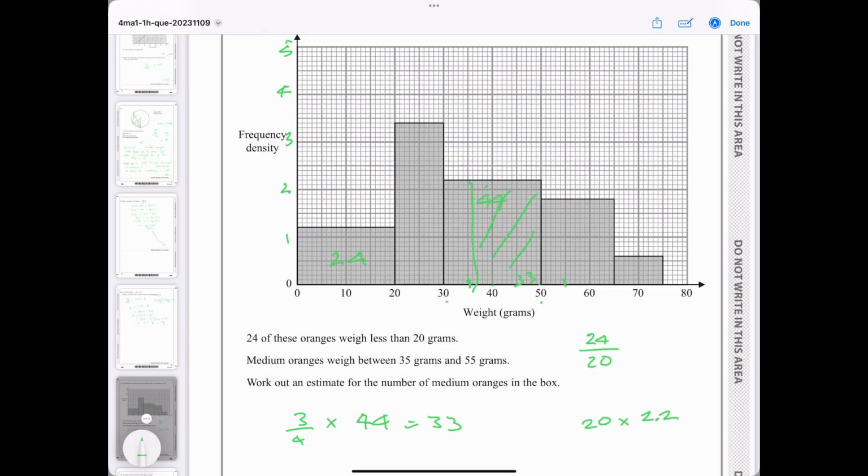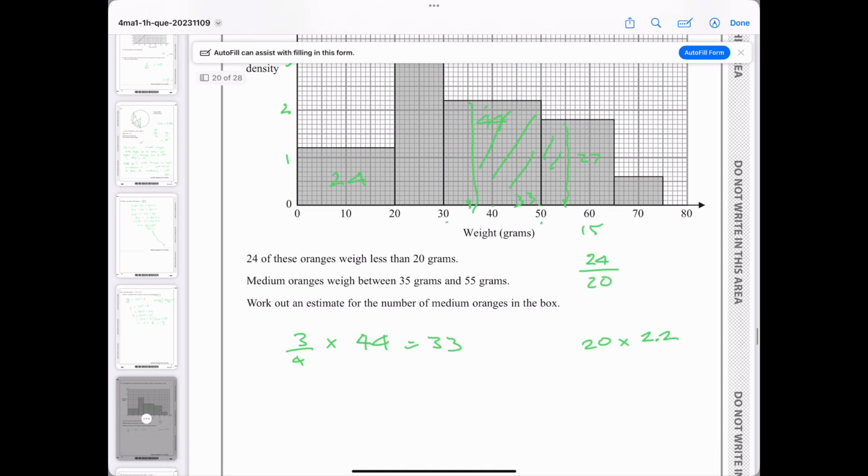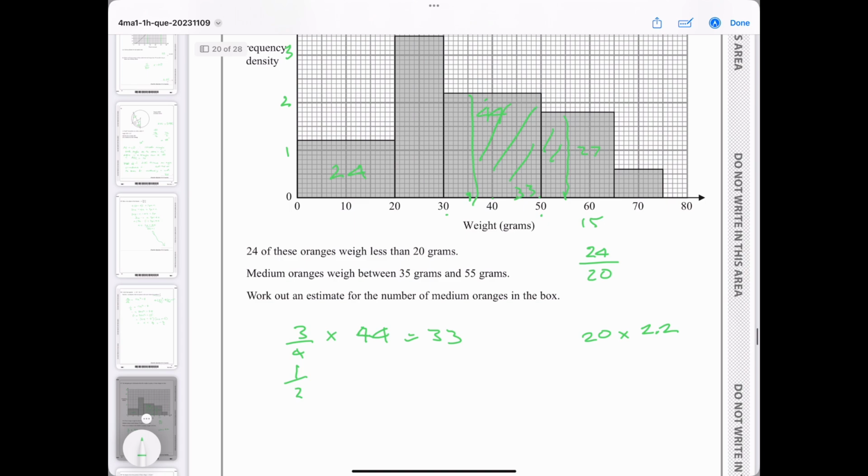Okay, and this bit here is 15 times 1.8. I probably should sound a little bit more confident about that. So 15 times 1.8 equals 27. And that is a third of that. So a third of 27 is 9. Actually, I'll just write that out. So 1/3 of 27 equals 9.